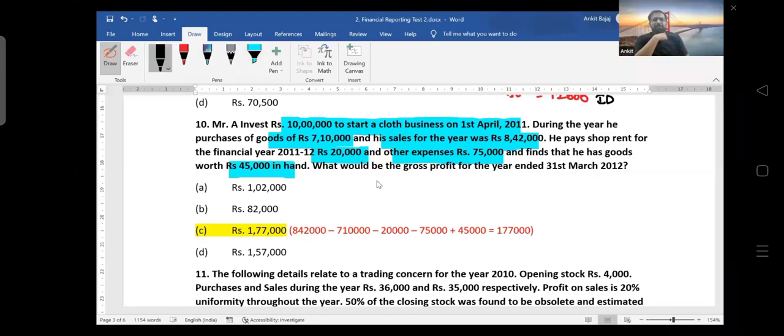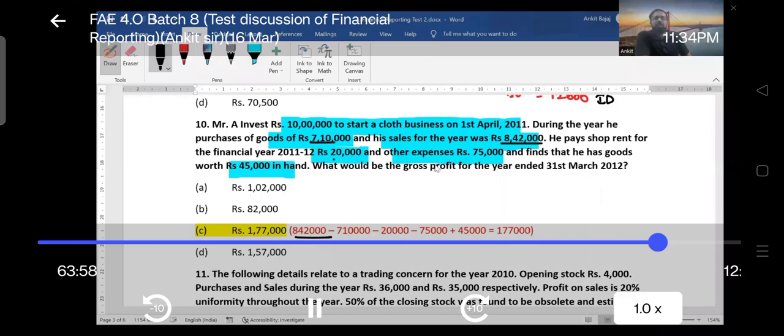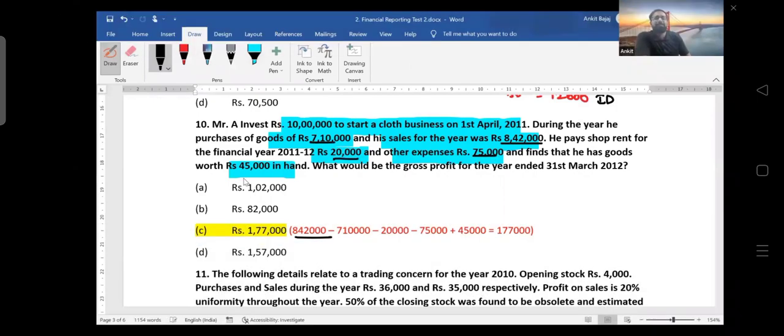This is a silly question, there is nothing in it, right? The 10 lakh investment is irrelevant, sales is given as 8,42,000. So from 8,42,000 you will minus all the expenses: 7,10,000, 20,000, 75,000, and after that you have closing stock. You add the closing stock, you will get the answer here. That is 1,77,000, right? So I'm assuming you are not having problem in this question number 10, right? It was very simple. Subtract all the expenses, and closing stock gets added, right?